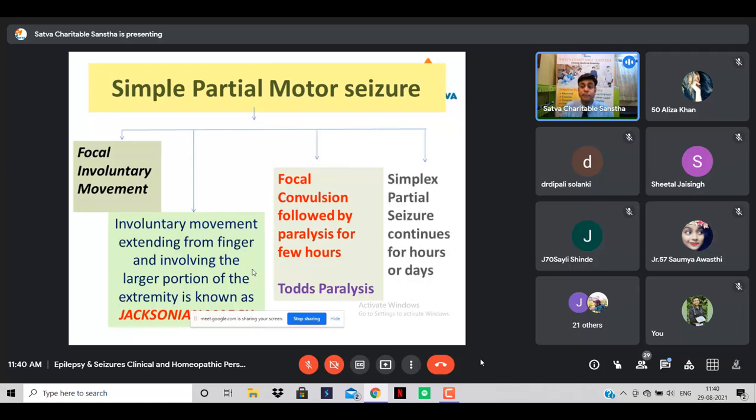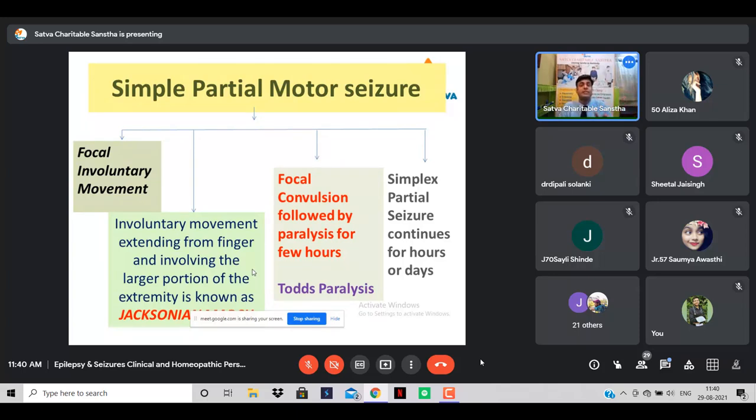And there are simple partial seizures which will continue for days and hours. So if I get focal convulsions, they may continue for hours together, even days together. That's known as a simple partial seizure which continues for hours or days. I hope you all are understanding. I'm going very slowly.